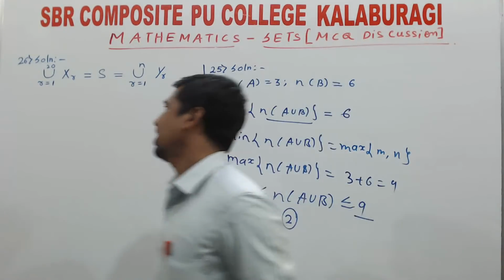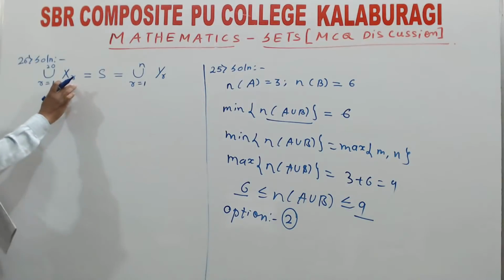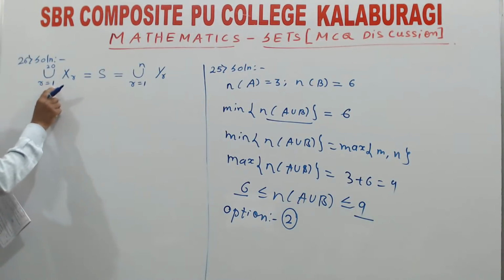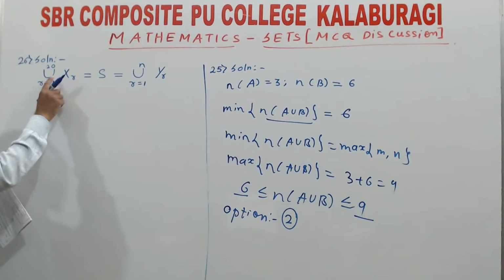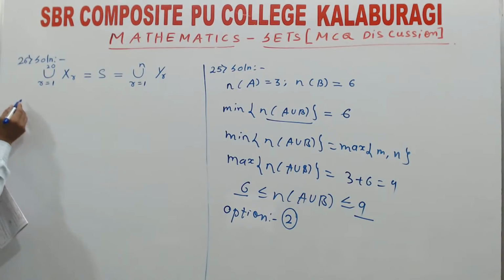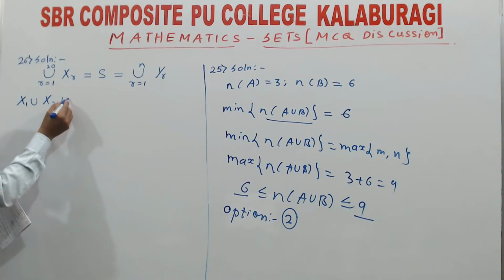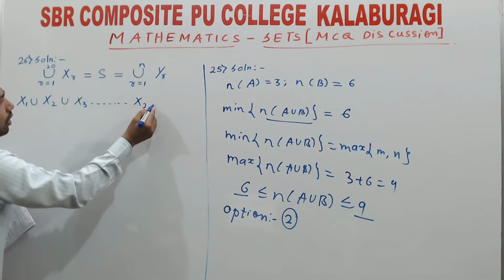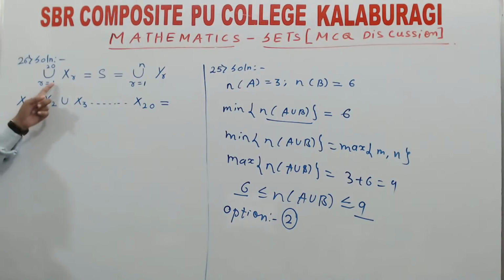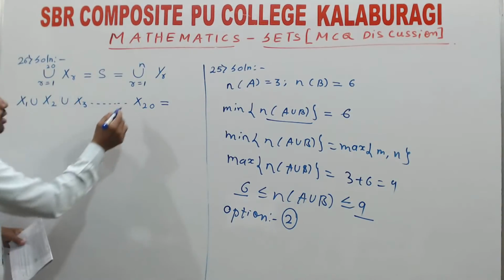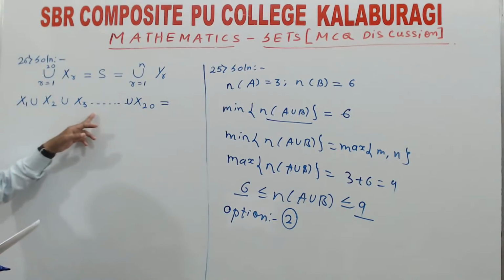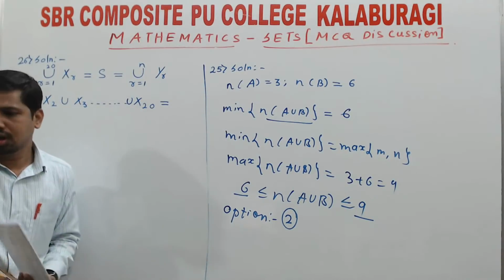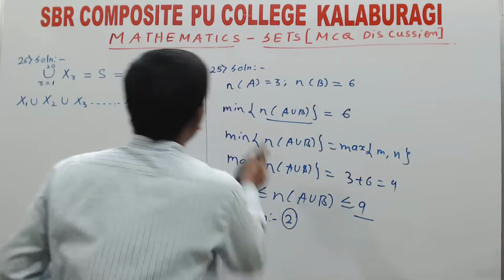Okay. Each set XR contains how many elements? 5 elements. So the union over R running from 1 to 20 means replace R with 1, X1 union, replace R with 2, X2 union, replace R with 3, X3 union, and so on up to X20. So if R is equal to 1, 2, 3 up to 20, this is X1 union X2 union up to X20, which is equal to S.